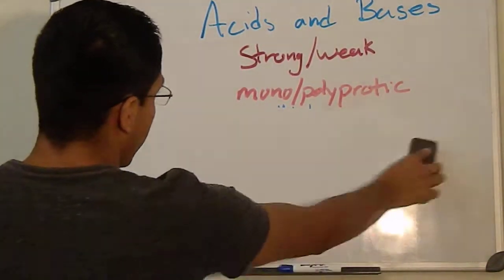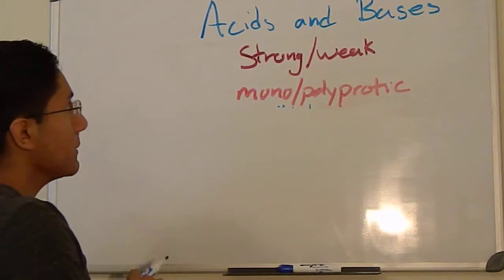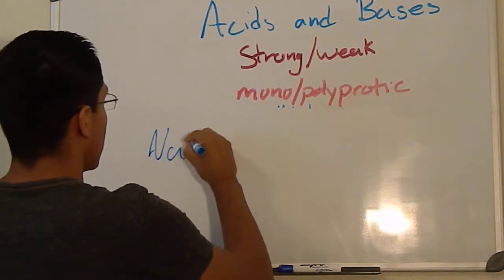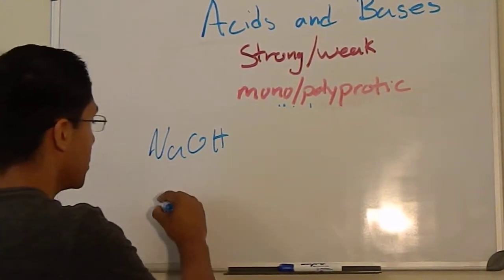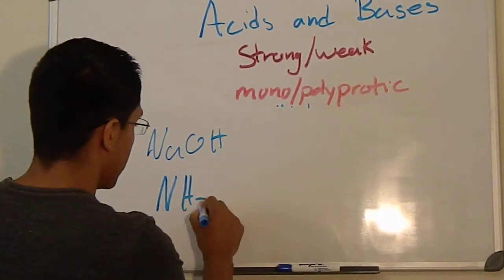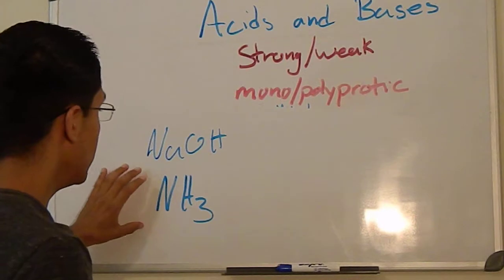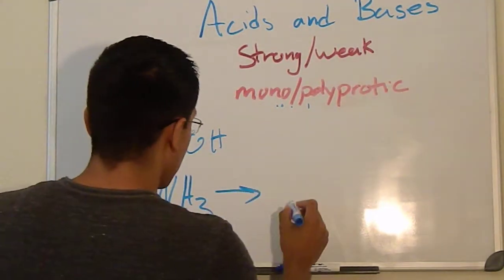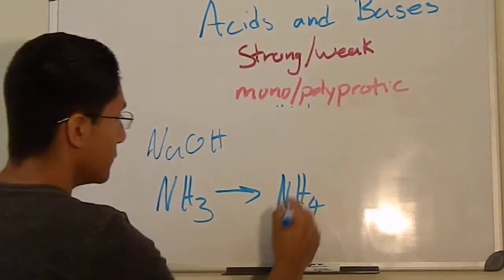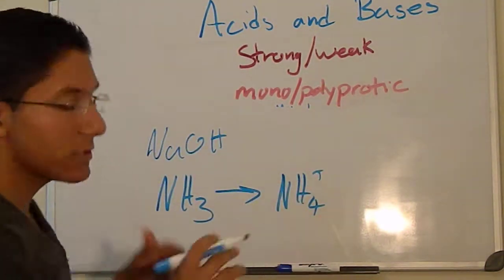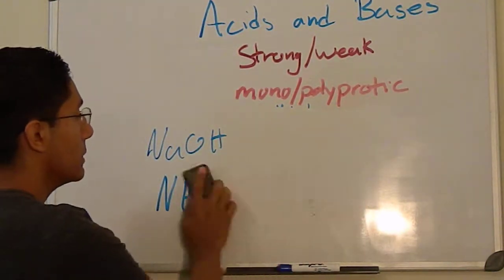Bases like NaOH is strong. But then a weak one, like I showed you, is NH3. This only sometimes goes to NH4 plus. And that's weak and strong.